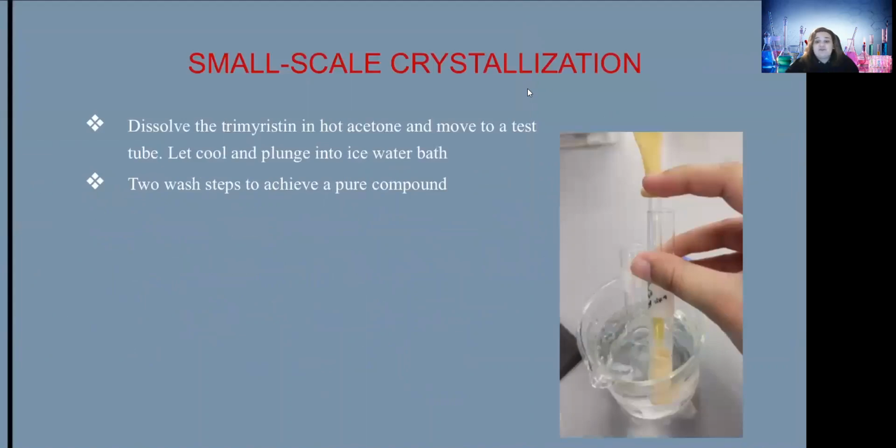All right, so small scale crystallization. The first thing you had to do was dissolve your crude trimyristin in hot acetone and move it to a test tube. You let it cool, and then you put it in an ice water bath. The rinses with acetone are what change the color from the yellowish color to the white color. It is recommended that two wash steps are done in order to achieve a pure compound.